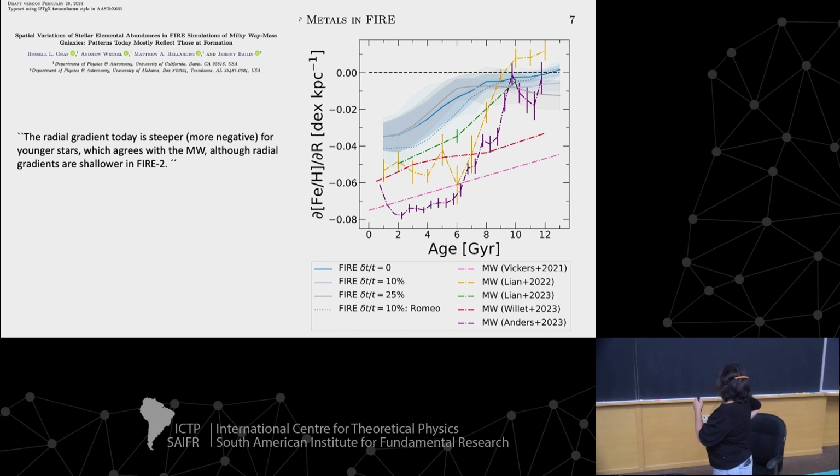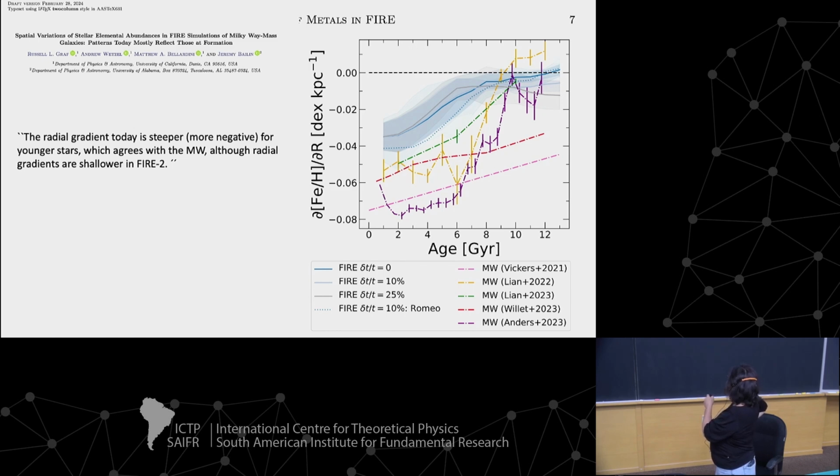And the final slide is this one. In a recent FIRE simulation, they are starting to look at abundance gradient variation in time. So here what they are plotting is the abundance gradient, which for our galaxy today is around minus 0.07 dex per kiloparsec, as a function of age. These are different data sets. Two of them are using our data, the one we did with K2 and the one we did with APOGEE machine learning. These are these two curves here.